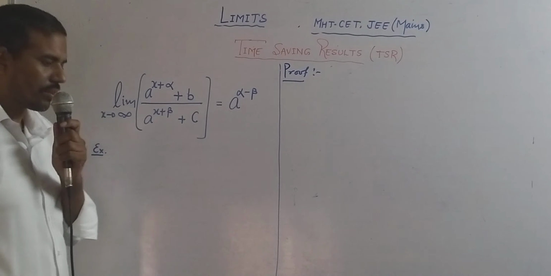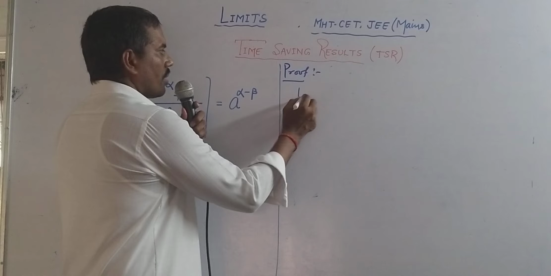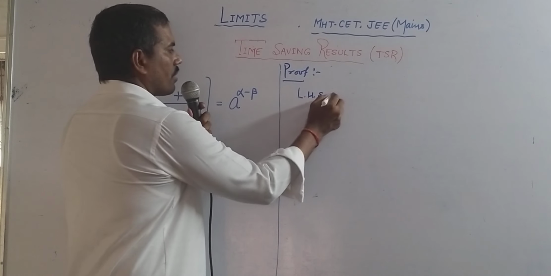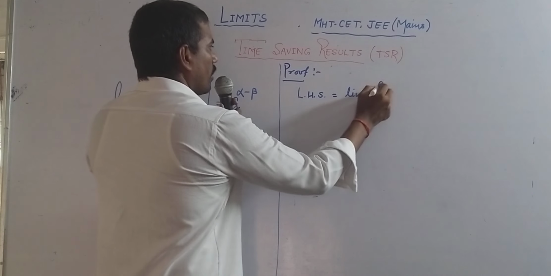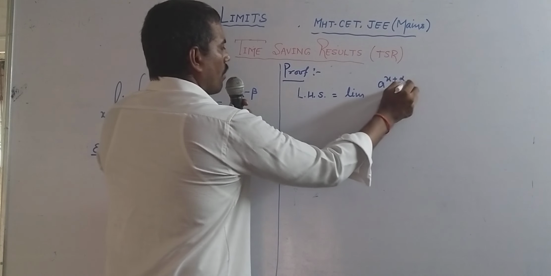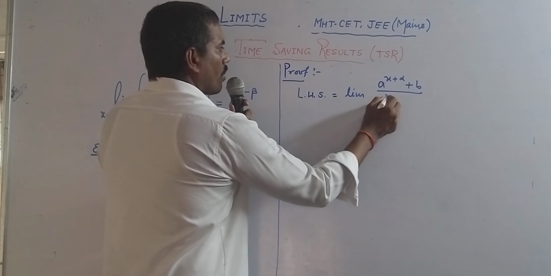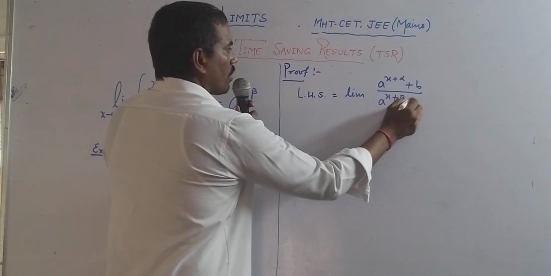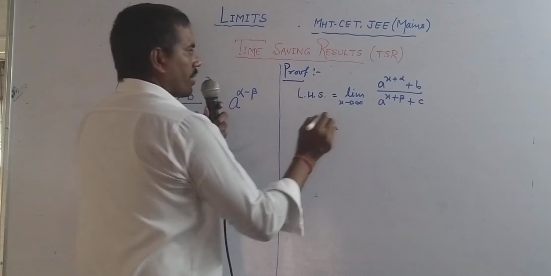Taking the left hand side of the given result, limit left hand side is equal to limit of (a to the power x plus alpha, plus b) whole divided by (a to the power x plus beta, plus c) as x tends towards infinity.